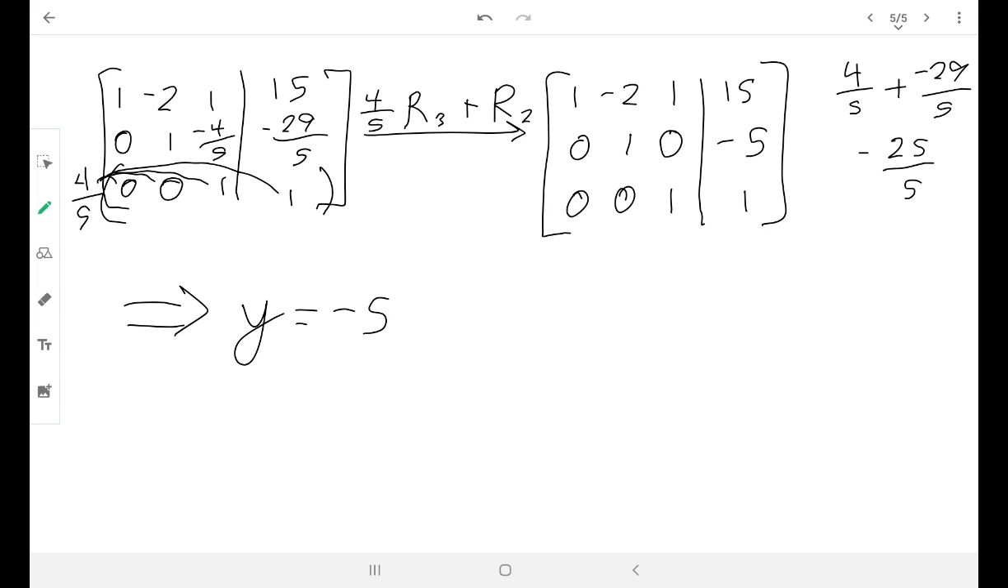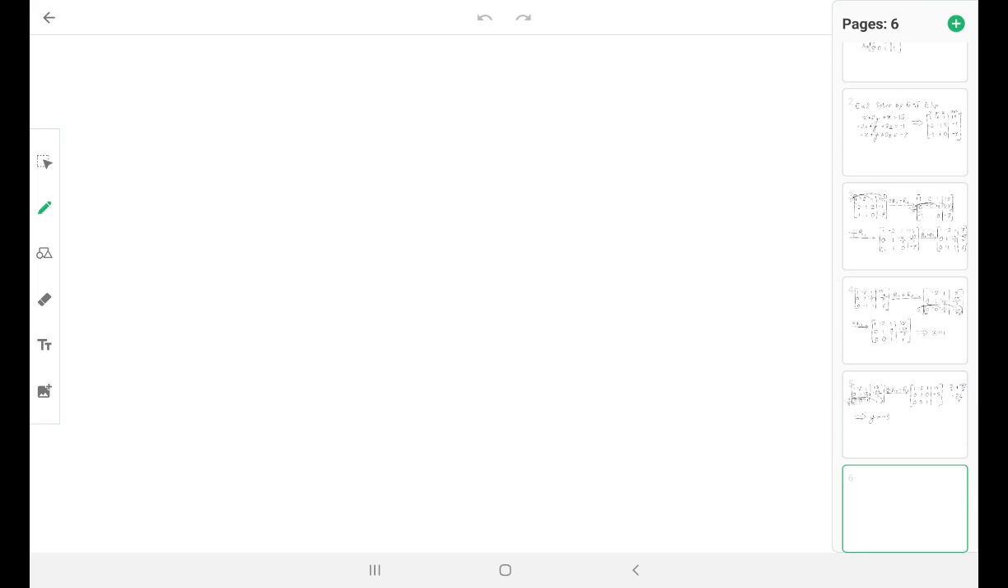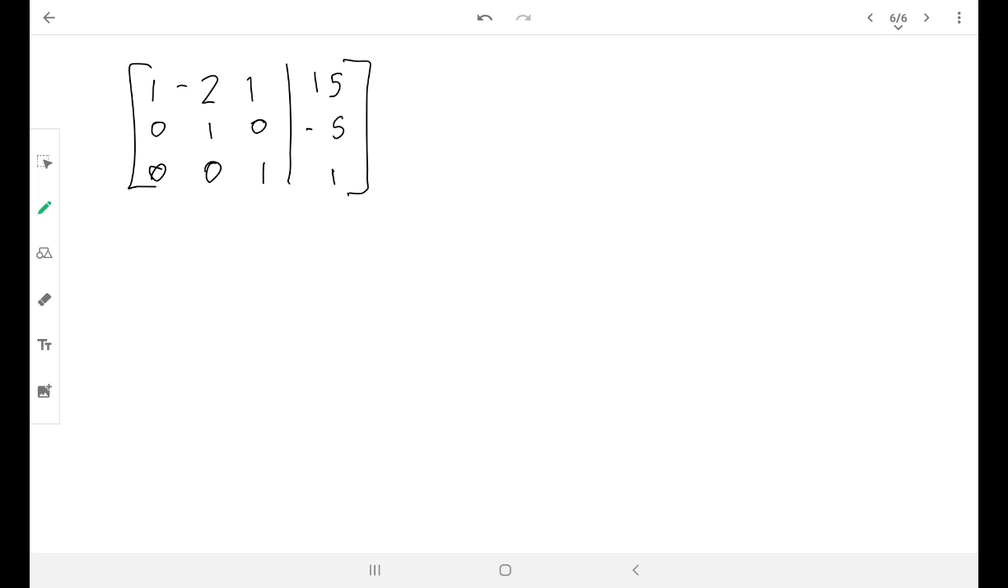And then finally, I can take this matrix and use that to do the elimination on the x's. So you work your way down to row echelon form, and then you work your way back up to reduced row echelon form. So let me start on a new board here and rewrite this one. We're getting pretty close to being done here because we've got the y: 0, 1, 0, negative 5. We've got the z: 0, 0, 1, 1.